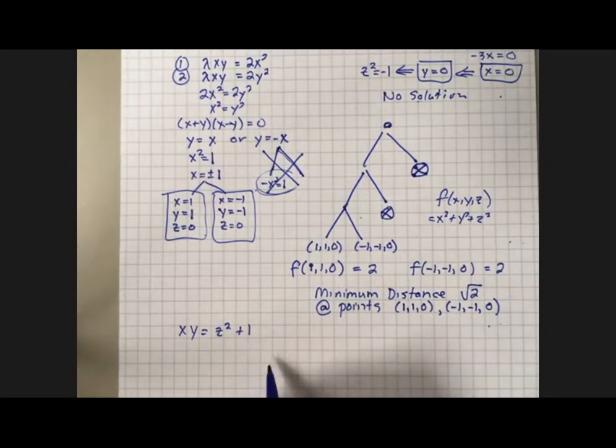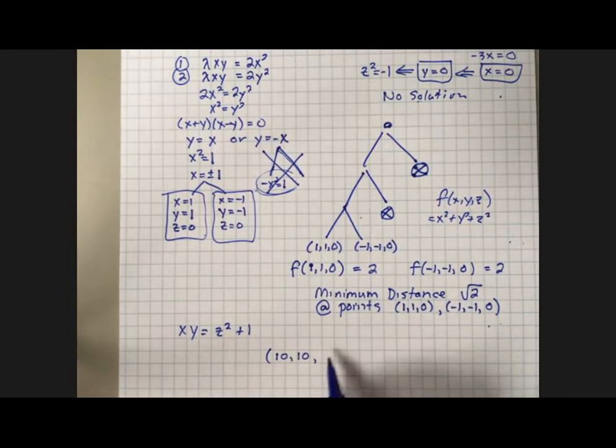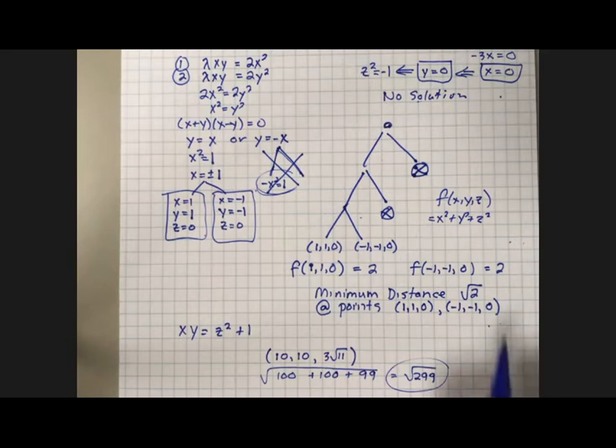Let's try something like x equals 10 and y equals 10. Then I get 100, and z squared is 99. Even if I factor out the 9, that's 3 root 11. Now this point is clearly on the surface. And what's this distance from the origin? 100 plus 100 plus square this, you get 99 square rooted. So that's the square root of 299. That is clearly larger distance from the origin than that is.